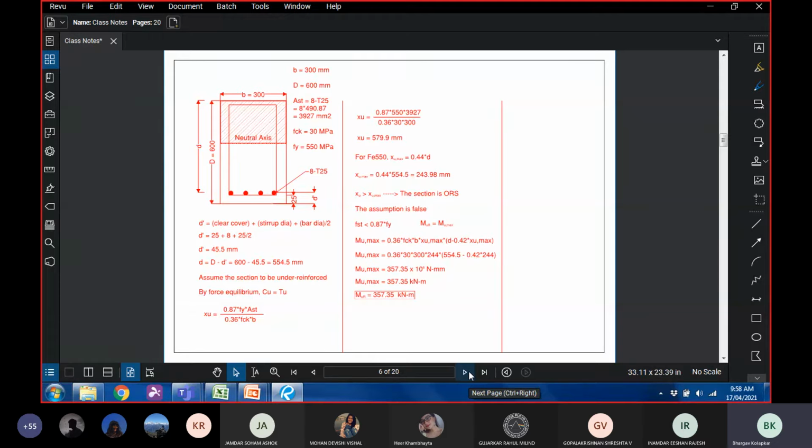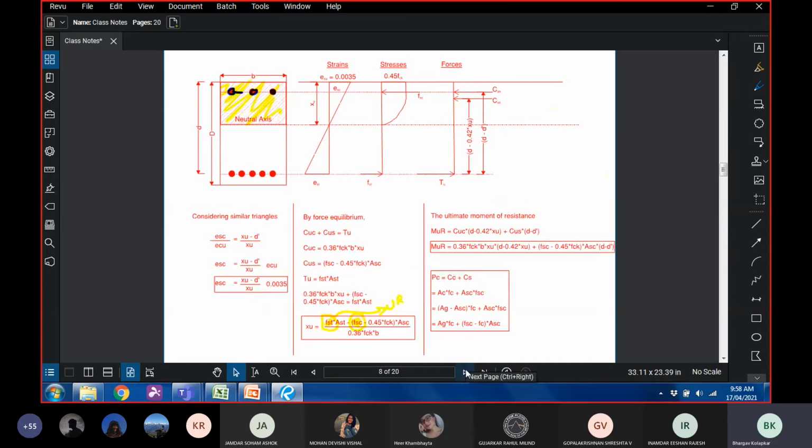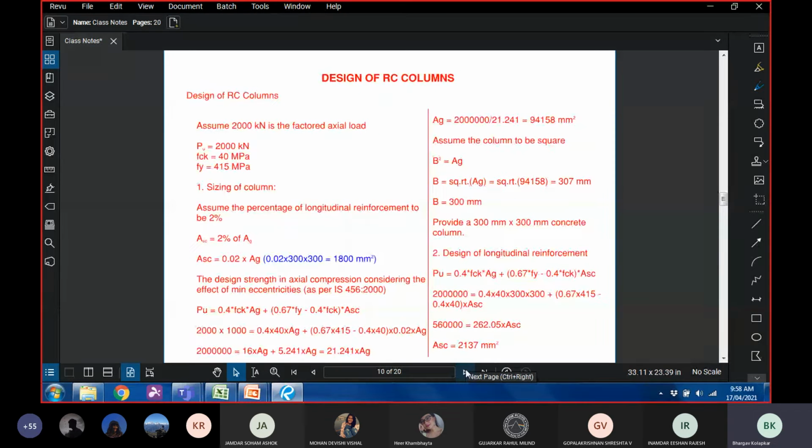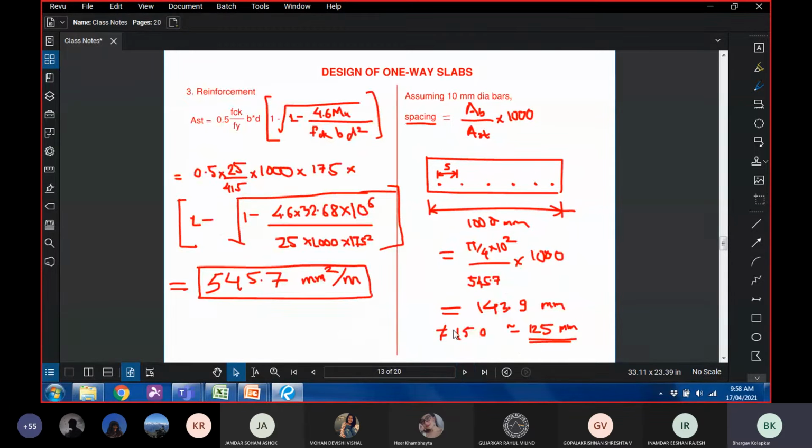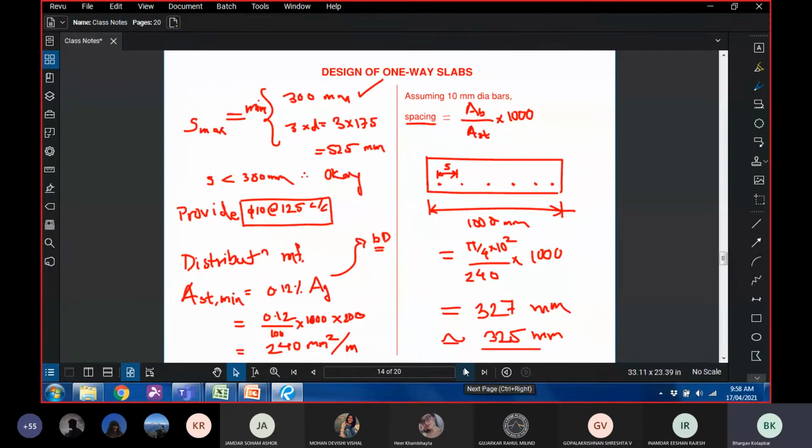So if I have to suggest an order in which you can sharpen your skills to solve numericals, I would suggest go for columns first. Then you can look at design of beams. Okay, if you're pretty comfortable with both of them, then you can look into slabs, because design of slabs is also straightforward. You just have to find out what is the depth using this, and then nothing. 3 slides tops.